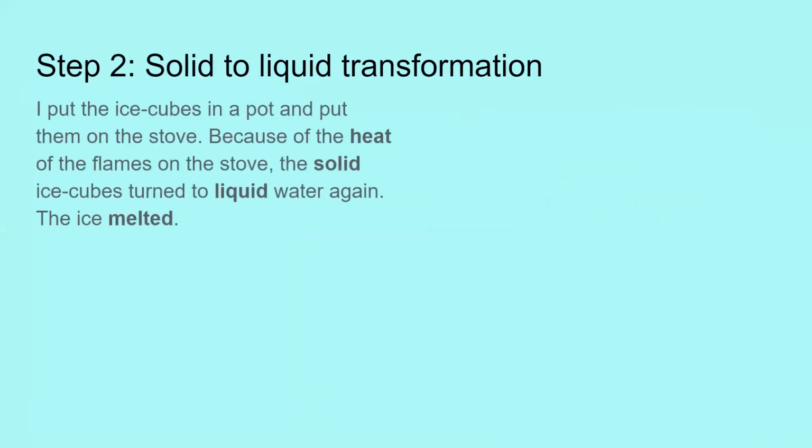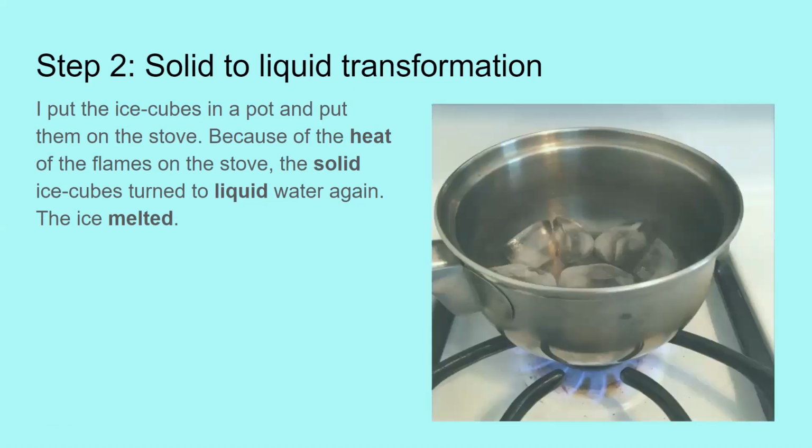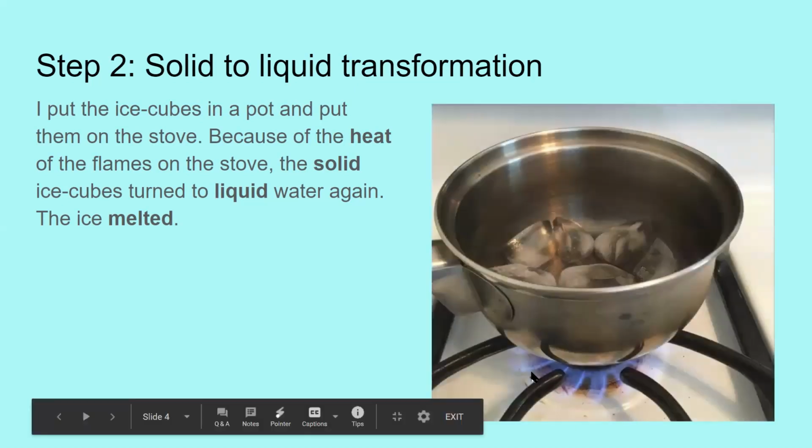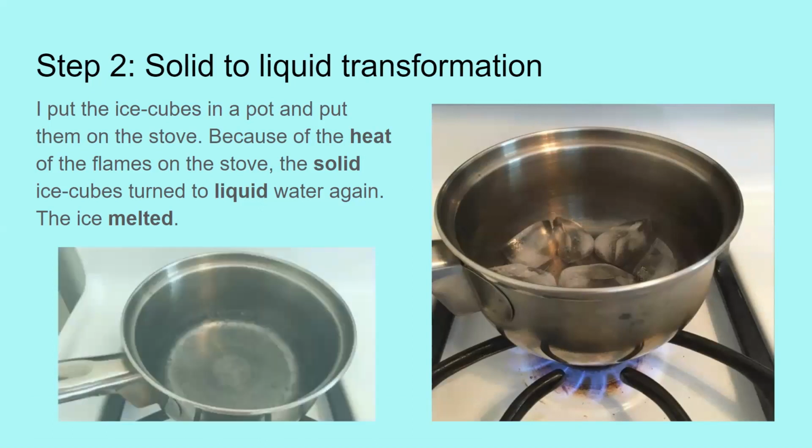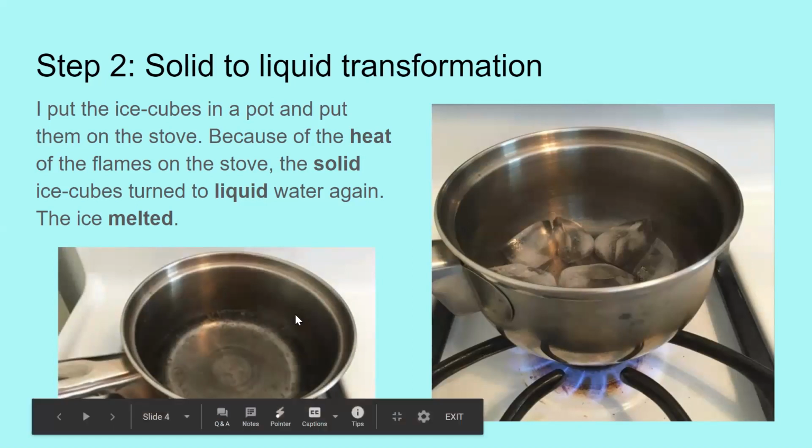Step 2, solid to liquid transformation. So I put the ice cubes in a pot and put them on the stove. You can see I've turned the heat on, as we say in English. Because of the heat of the flames on the stove, the solid ice cubes turned to liquid water again. The ice melted. So now we have liquid water in our pot.